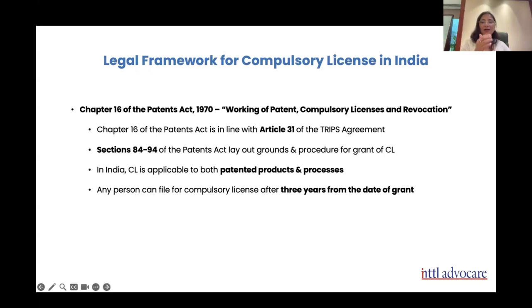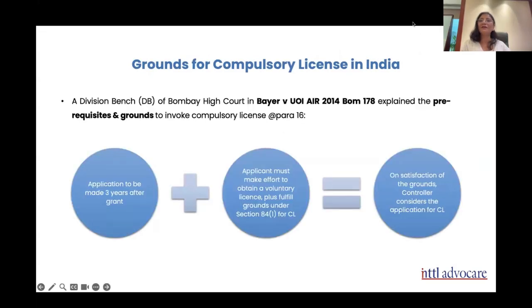So that was the objective. As you can see, in India, Chapter 16 of the Patents Act, 1970, envisages this provision. It is applicable to both products and processes, and very similar to what Anna said about Brazil, it only becomes applicable after 3 years of grant. So there is a similarity.